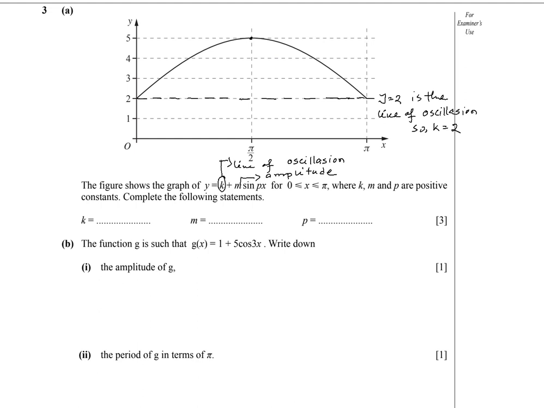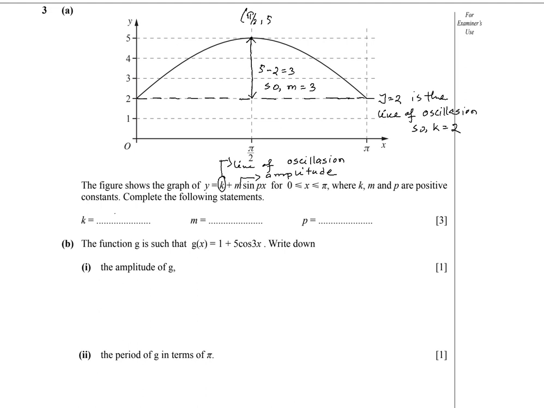Now let's try to find the amplitude of the curve. At x equals pi by 2, y is 5, that is, (pi by 2, 5) is the maximum value of the curve, and amplitude is the difference between the maximum value and the line of reference, that is 5 minus 2 equals 3. So m equals 3 is the amplitude of the curve.